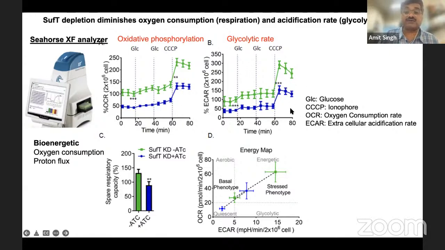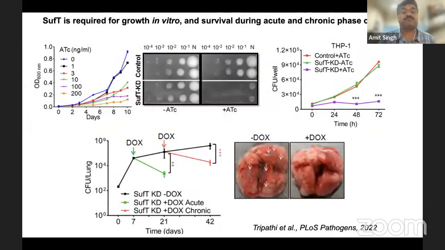We also see a slowdown of glycolysis, which means that overall metabolism is slowed down in the SUFT knockdown, and cells are towards a more quiescent type rather than an active energetic type. So overall, the iron sulfur cluster formed by the SUFT system seems to be important for metabolism and respiration of MTB.